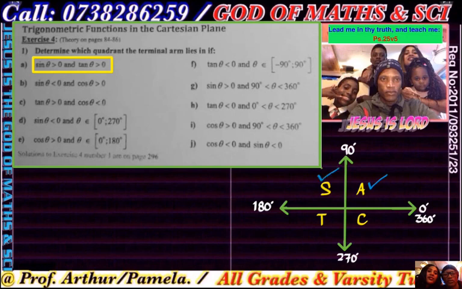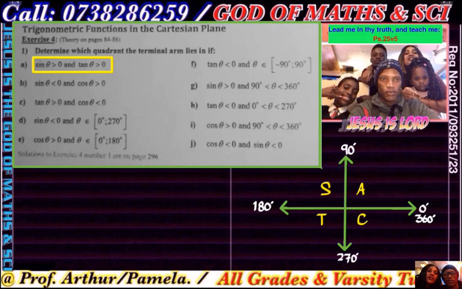Can you see? I'm marking that. Then the next thing they say, tangent theta is greater than 0. That means where tangent is positive. Tangent is positive in the first and also in the third. Now let's look at the quadrant that has the most ticks. Quadrant 1 has 2 ticks. The rest, they've got 1, 1, and this one got nothing. So the winning quadrant is the first quadrant.